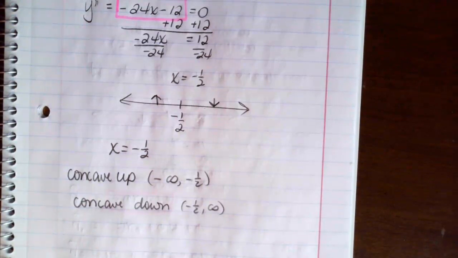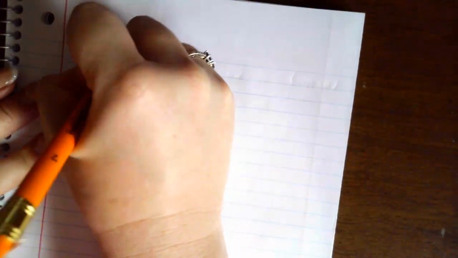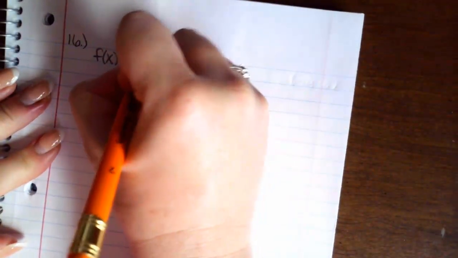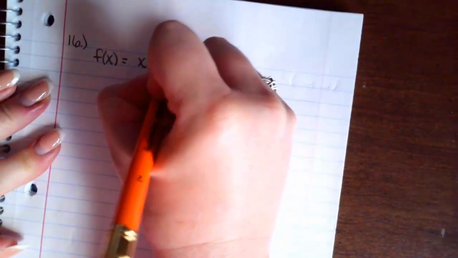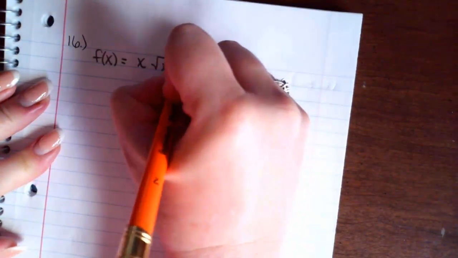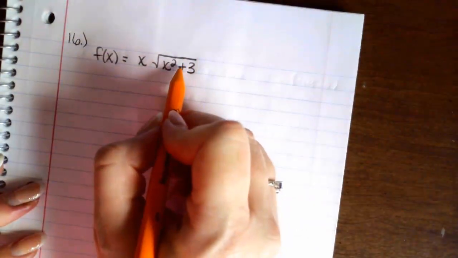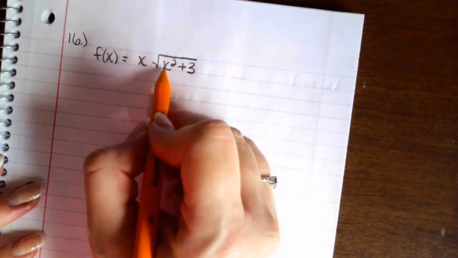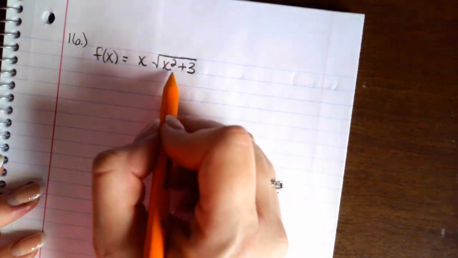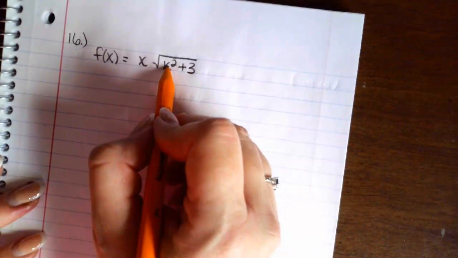And then we have number 16, which we're going to slow down a little bit. So number 16 is a little bit more challenging. We have f of x is x times the square root of x squared plus 3. And my domain is all real numbers because there's nothing that I can square to make this go negative. Whatever I square is going to be positive.